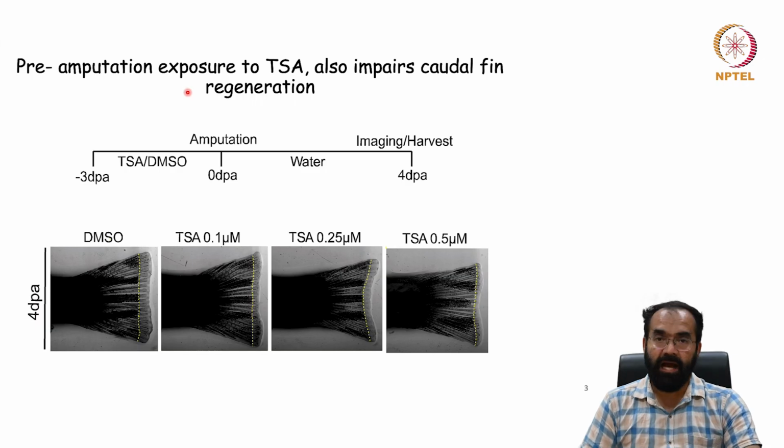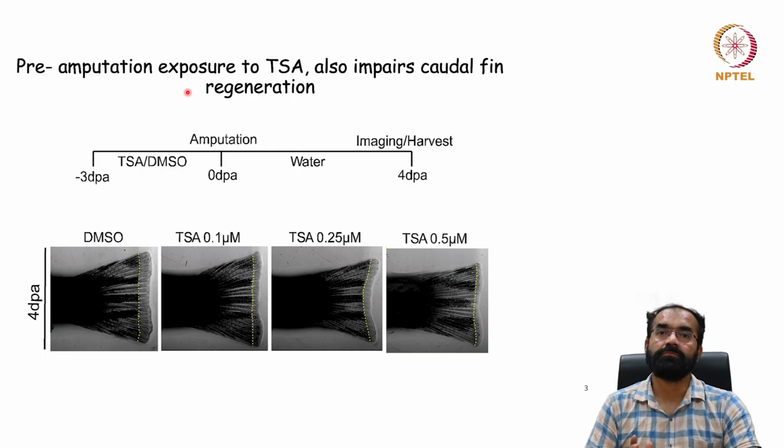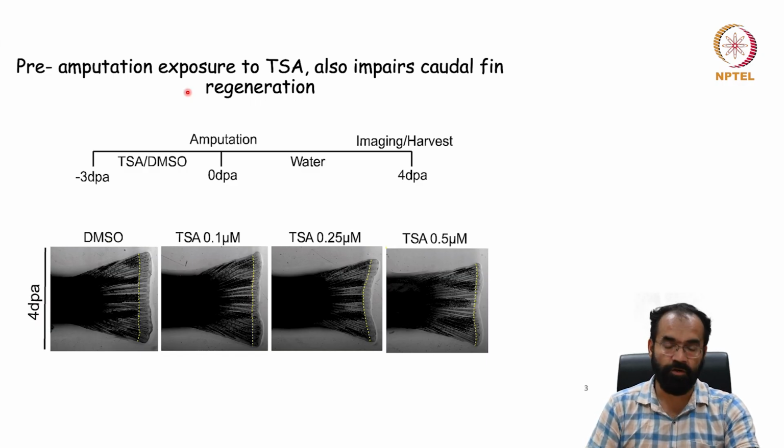After amputation of the zebrafish fin, you dip the fish in trichostatin A, which is a histone deacetylase inhibitor. All the family of HDACs will be blocked with trichostatin A, and you do not get regeneration. We know that as long as you keep the fish in TSA, you will not get fin regeneration at all.